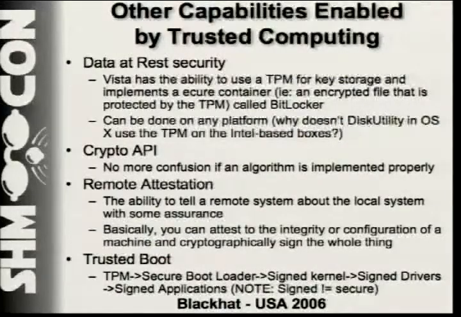Other capabilities, data at rest, obviously we've talked about BitLocker. This could be done on any platform though. Why doesn't Disk Utility in OS 10 make use of this for its encrypted file systems? I have no earthly idea, except it seems like Apple's not trying to use the TPM as a differentiator, trying to use it to protect their market share. Why doesn't Linux have any of this kind of capability? Because we're all too busy screaming about the privacy ramifications.